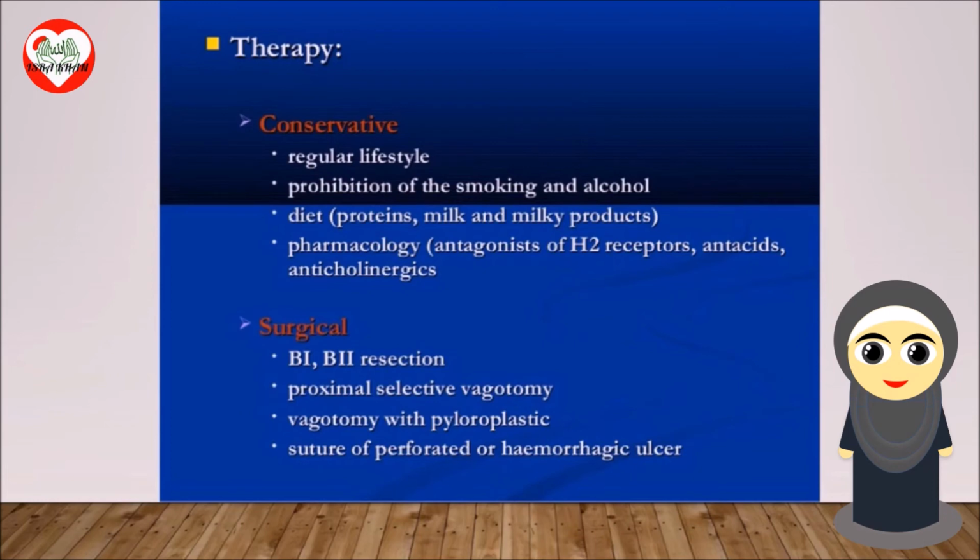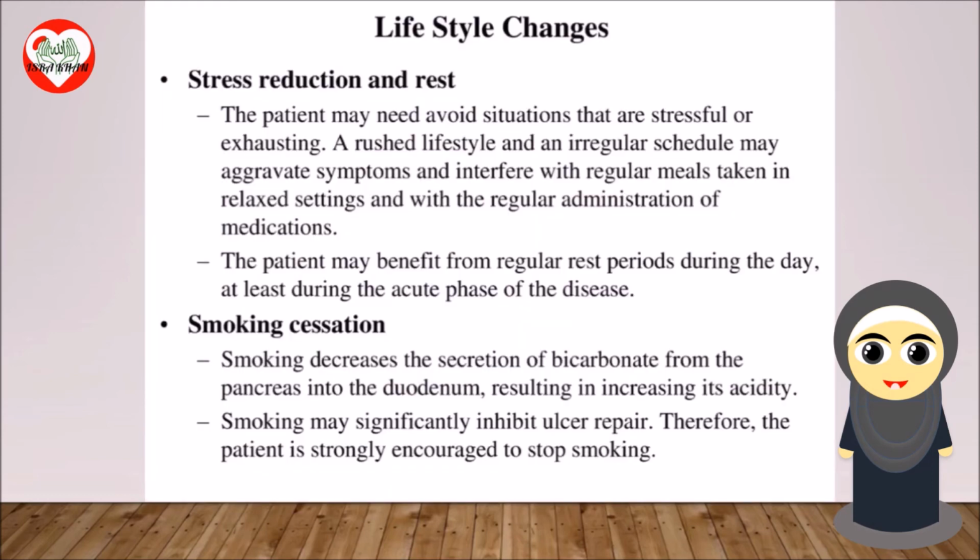Pharmacological conservative therapy includes antagonists of H2 receptors, antacids, anticholinergics. In surgical therapy, Billroth 1 and 2 resection, proximal selective vagotomy with pyloroplasty and sutures of perforated or hemorrhagic ulcers. Here, the prevention can be seen as lifestyle changes, that is stress reduction and rest.